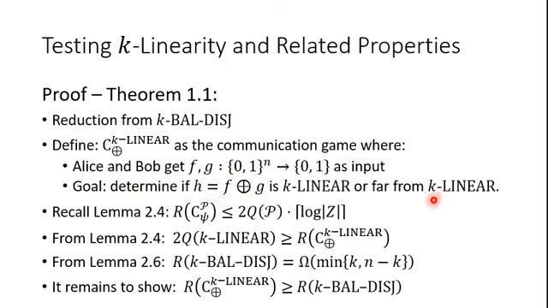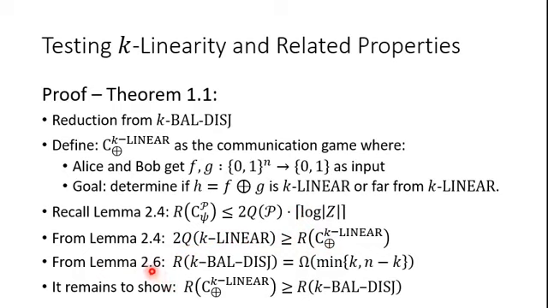So we'll recall from Lemma 2.4, which we have proven, this relationship between the query complexity for testing some property and the communication complexity of the corresponding communication game. So if we apply this relation to our communication game, we get pretty much the same thing. In our case, this is z, so this is log of 2, which is just going to be 1. So it disappears, and we get the same relation.